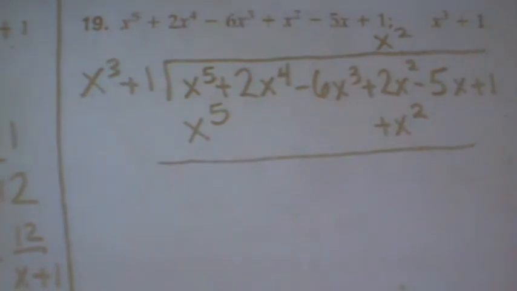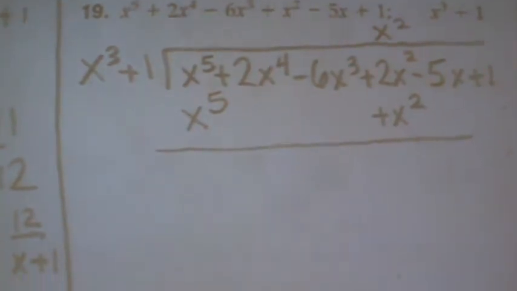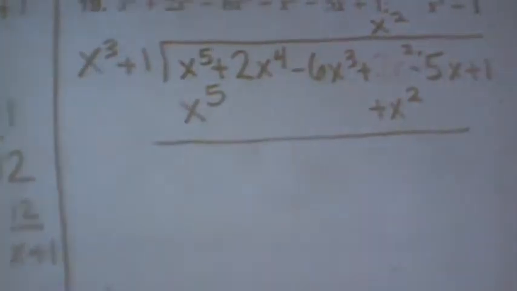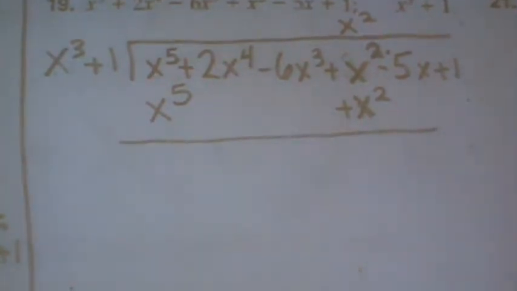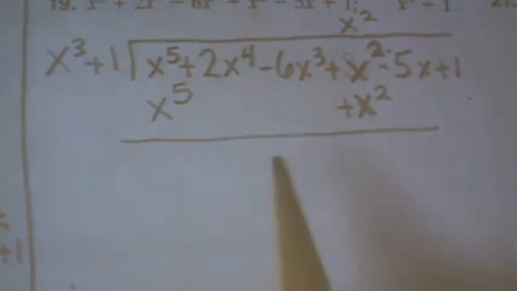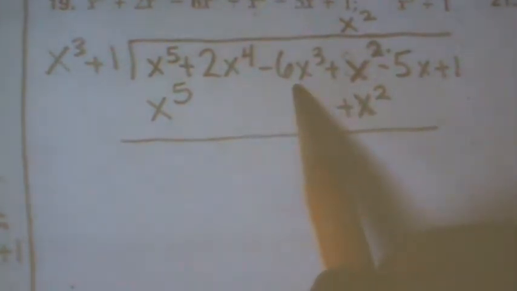Where'd you get that 2x squared? Oh, you know what? I copied it wrong. Thank you. It's x squared. I don't know why I wrote 2x squared. Is everything else right? Yeah.